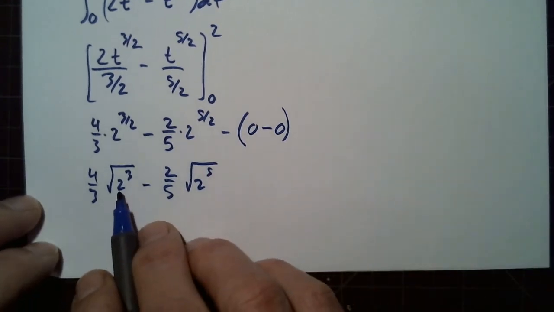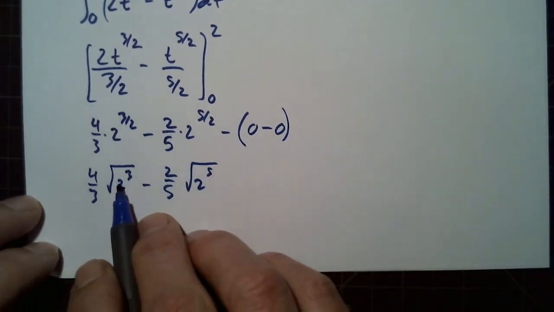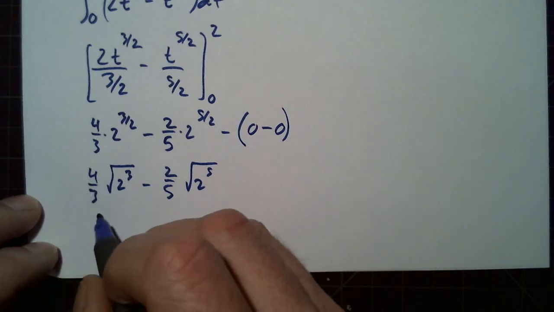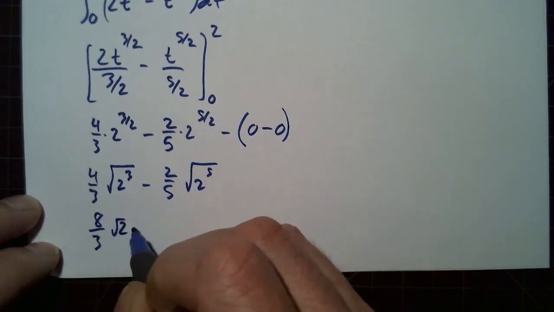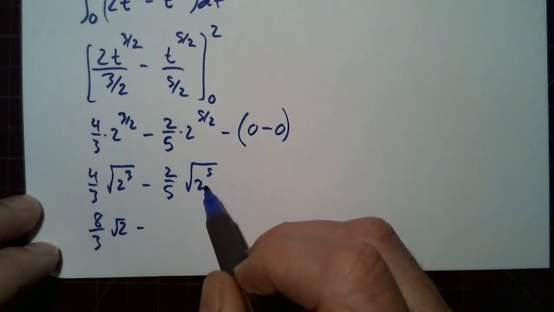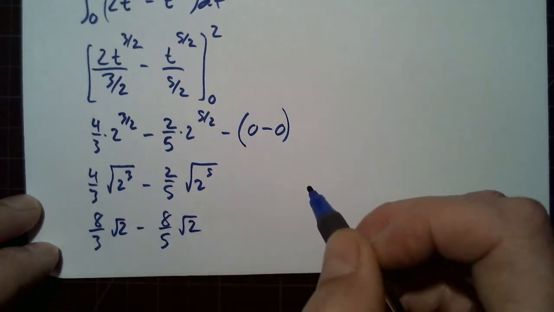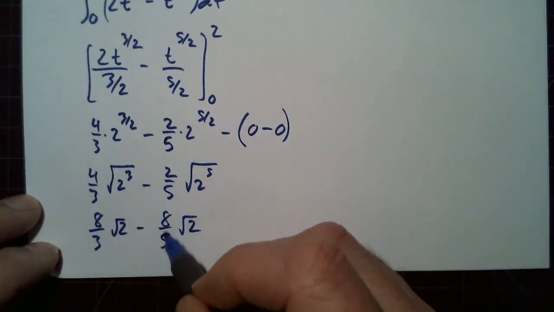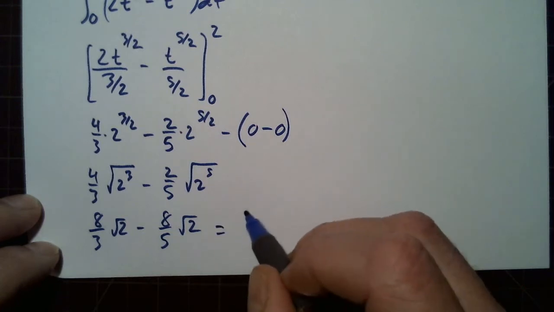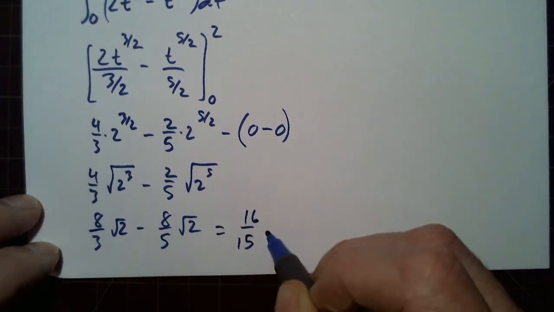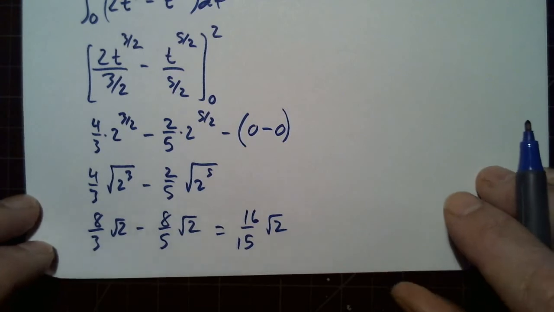We can take 2 of these 2's out as a 2, so that's 8/3. And we can take 4 of these 2's out, and that comes out as a 4. So we have 8/3 minus 8/5 ends up with 16/15 radical 2.